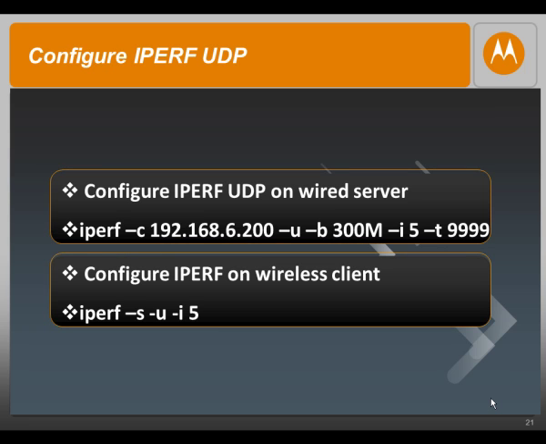To run a UDP test on the wired server, we will direct packets to 192.168.6.200, which is our wireless client. The -u option indicates it is UDP, and the bandwidth we are going to try and push is 300 meg. On the wireless client, we will run the iPerf server, again with the -u option indicating it is UDP.